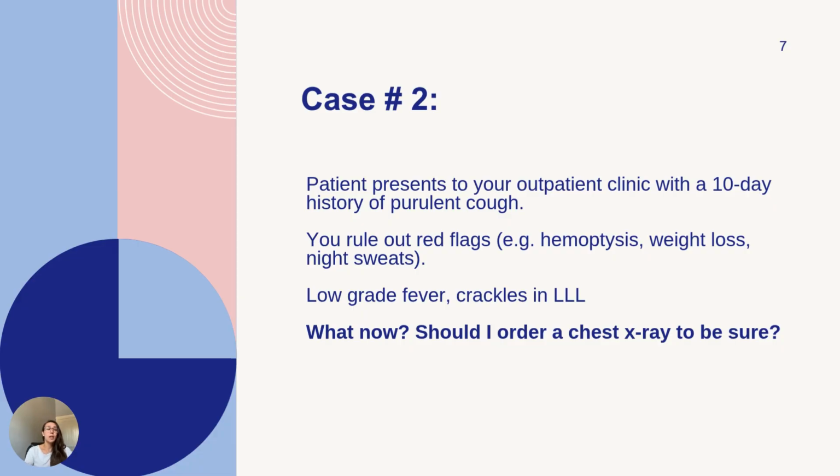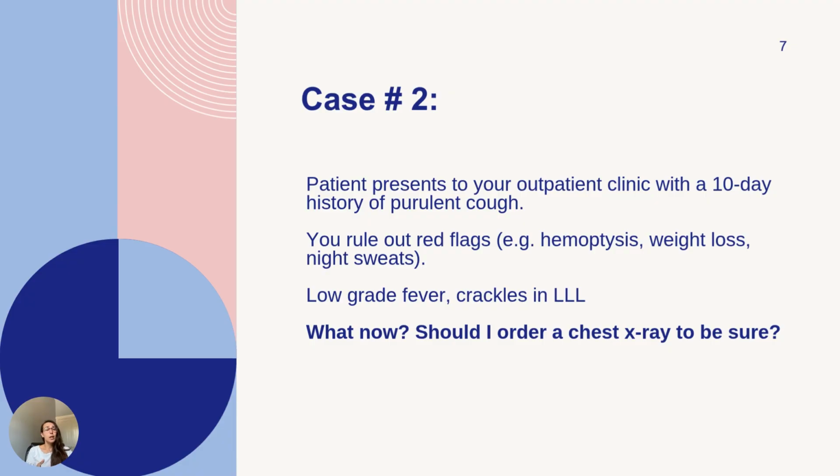Let's say a patient's presenting to your outpatient clinic with a 10-day history of a pretty purulent cough. They're not feeling so great. They're not toxic appearing, so you're not sending them to the emergency department. You rule out red flags like they're not coughing up blood, they're not losing weight or experiencing drenching night sweats. So, you have a low pretest probability for tuberculosis or malignancy. You do your physical exam and recognize they have a low grade fever and some crackles in their left lower lobe. Say they're not tachycardic, respiratory rate stable.